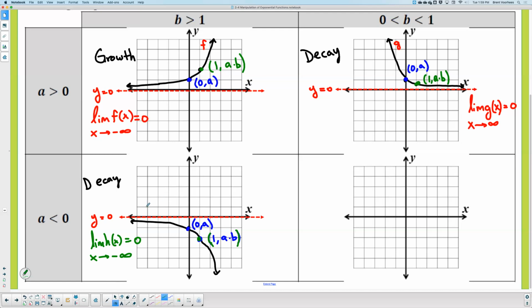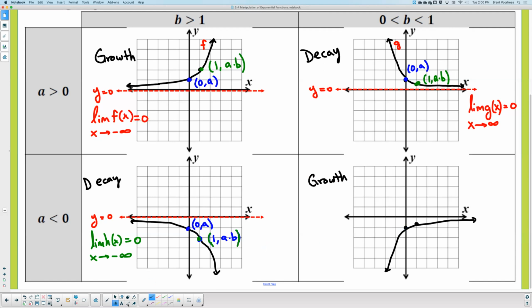There we go. And last one. Any guesses on how it should look? If I have a negative a and a b between 0 and 1. It'll be a reflection of this graph across the x-axis. So if you take your points, just reflect them. So this point will be underneath like that. And so have your graph go up this way. Would you call this growth or decay? I hear growth, and I agree. It's growth.